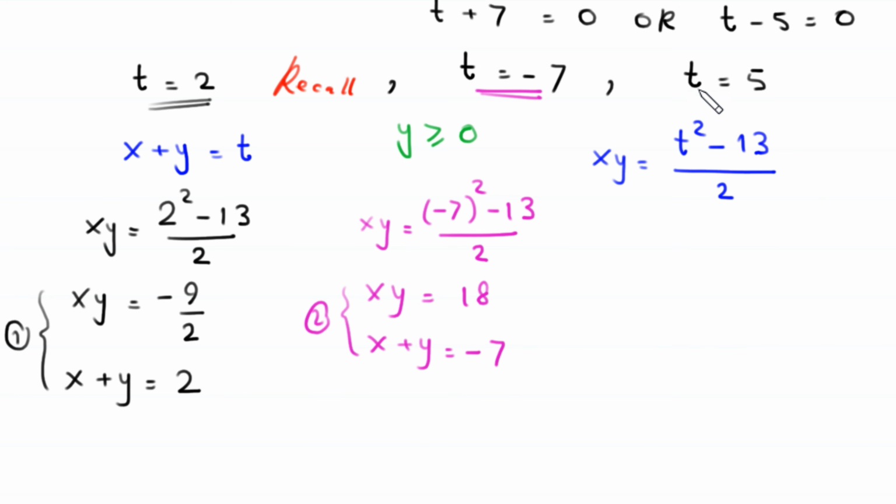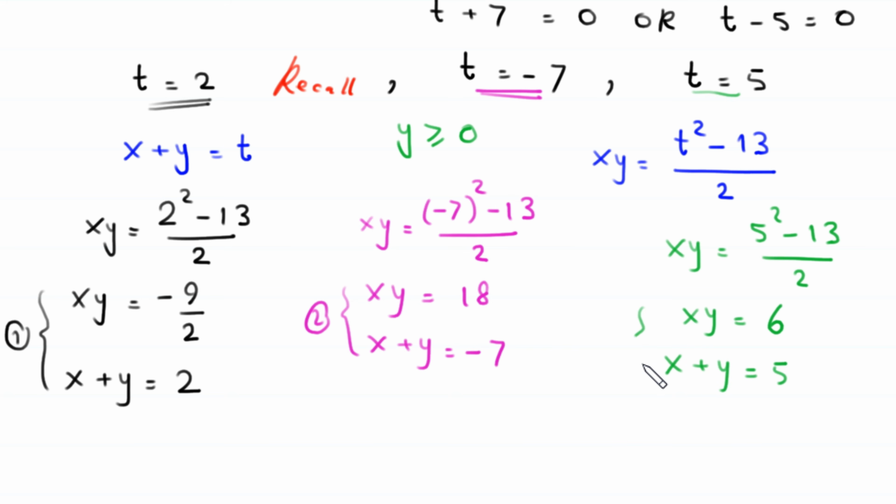And when t is equal to 5, then we get the value of xy is equal to (5 squared minus 13) divided by 2, and we get x times y equal to 6. This x plus y equal to t will become x plus y equal to 5. This is the system number 3. We remember that y must be greater than or equal to 0.